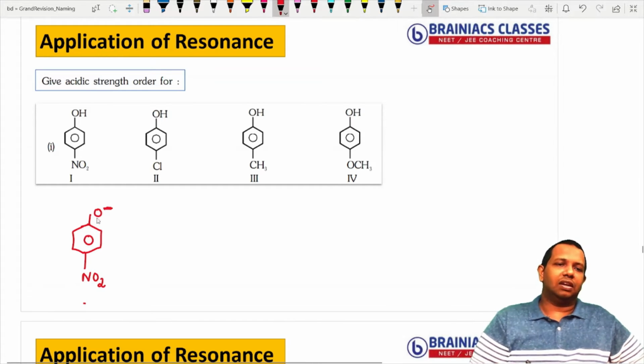Now we can see O minus and NO2 are there. We know NO2 is at the para position, so the minus M effect is present, and you also have the minus I effect present. Through both effects, we know that electrons will move towards NO2.